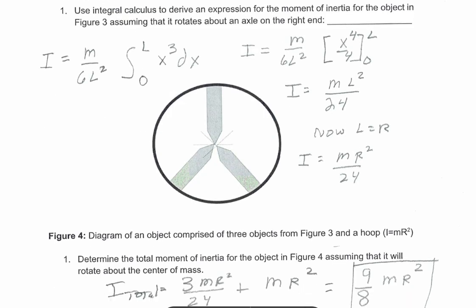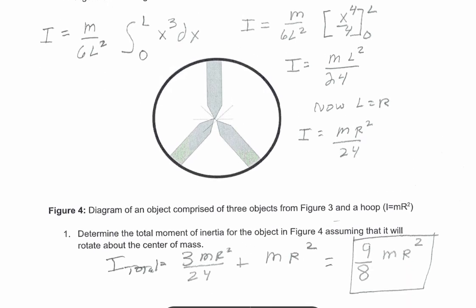But there are 3 of them. So then I need to multiply this times 3, because there's 3 spokes. And then plus the outer rim. The outer rim has a mass of m, and we're just going to multiply that by the radius, so that's just mr squared. Now I am replacing L with R in this case because the length of this spoke is equal to R. Adding that up, I get 9/8 mr squared is the moment of inertia of that.